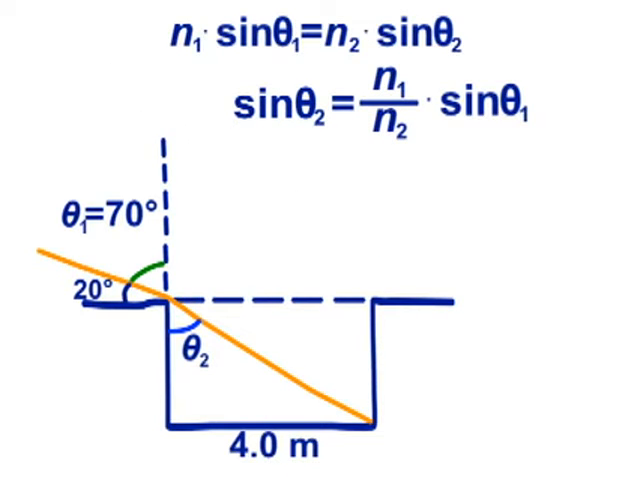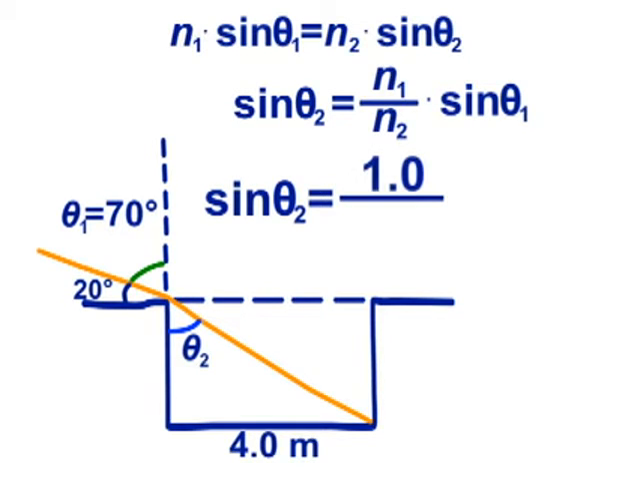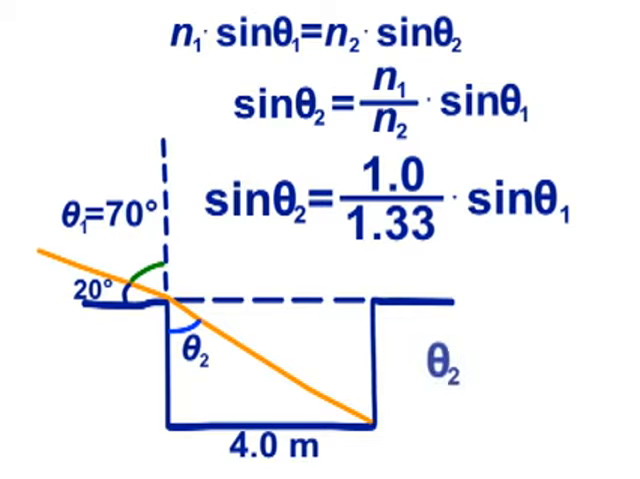Excellent. So we're going to call that 1. So the index of refraction in medium 1, which is air, n1, is equal to 1.0. n2, which is water, is equal to 1.33. So my equation is therefore sine theta 2 is equal to n1 over n2, 1 over 1.33, times the sine of theta 1. And then if I solve for theta 2, I get theta 2 is equal to 45 degrees.